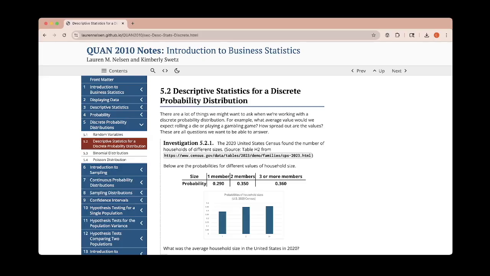So if we're rolling a die a bunch of times, you might want to know what the average value would be, or what we would expect the average value to be if we roll a die a whole bunch of times. Or if we're playing a gambling game, you might want to know, would I expect to win money or lose money, and how spread out are the values? Those are the kinds of things that we want to answer.